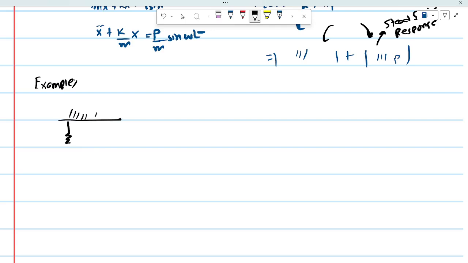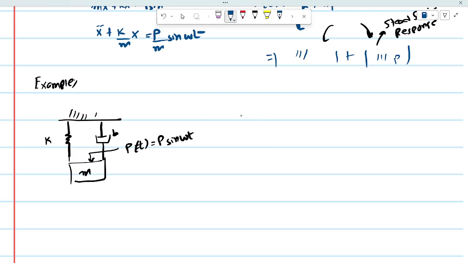So we have a spring K and we have a damper B, and they both are connected to a mass M. That's K, that's B, and we are exciting it with a force P(t) equals P sine of omega t. Now, if you derive its equation of motion, it will become m x double dot plus b x dot plus k x equals the excitation force.